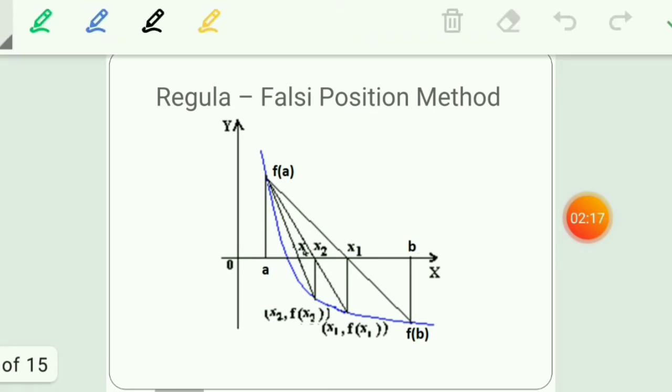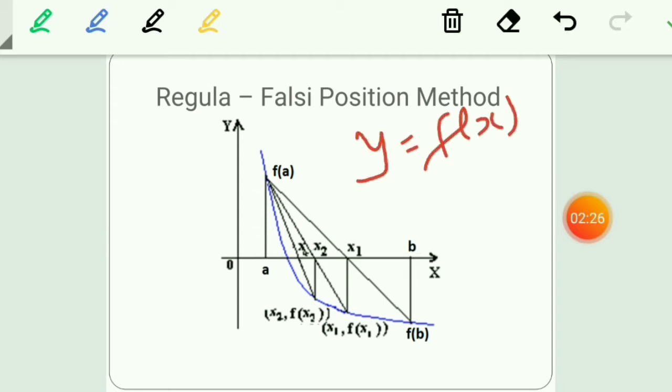So let's see what the method says. Here suppose I have a function y equals f of x. This is my equation, any kind of equation. And suppose that equation has a graphical representation like this, which I have drawn here with the blue curve. So this is the curve for the given equation.